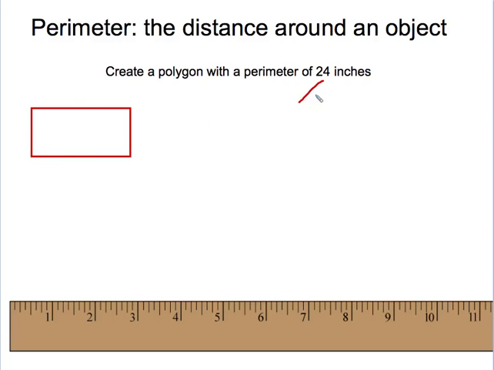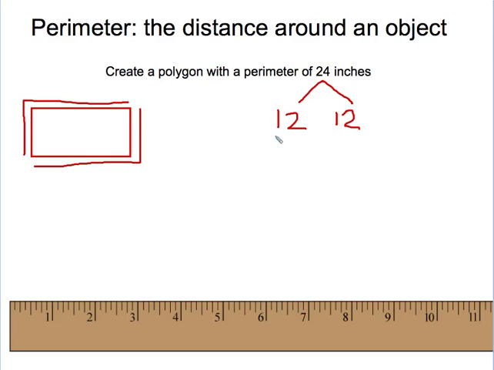So if I take 24 and divide it exactly in half, that would be 12 and 12. That means that the perimeter of these 2 sides right here, when I put them together, will be 12, and the perimeter of these 2 sides right here, when I put them together, will be 12. They're the same 2 lengths put together, so it's going to be 12 and 12.